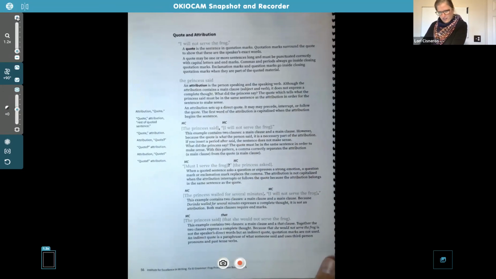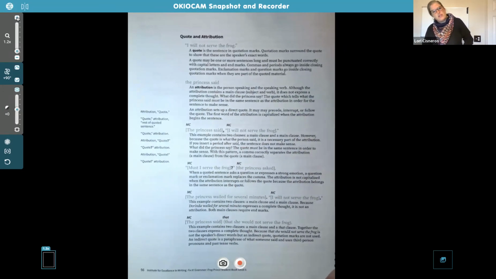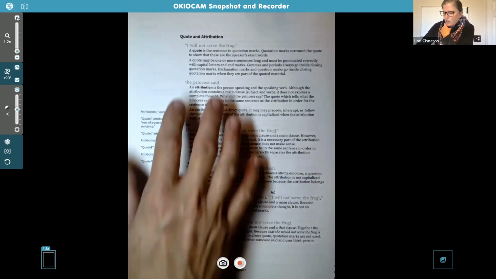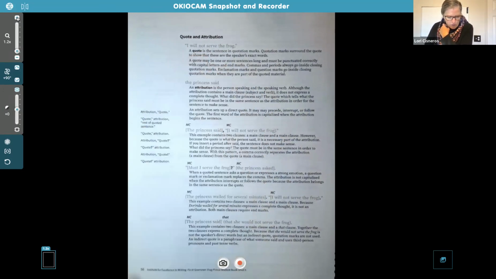Commas and periods and semicolons and all that, it just takes practice. You'll start to see the trend as you go through these homework assignments this week. And we will be talking about this more as we work through the book. But these are the rules. And now we're going to talk about quote and attribution.